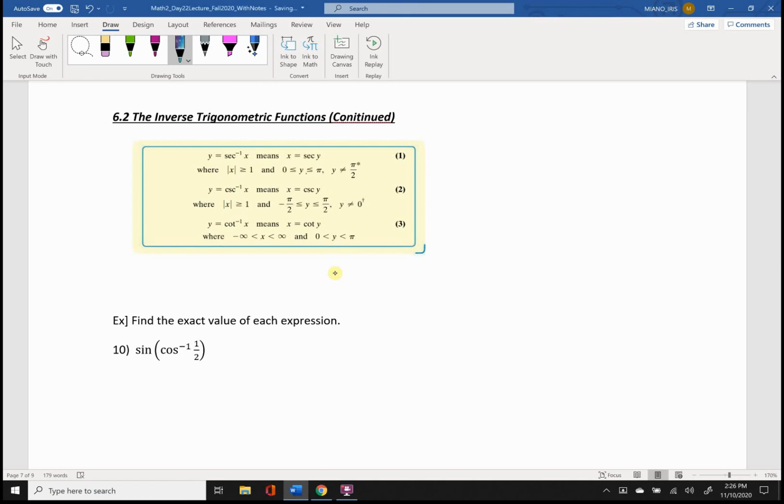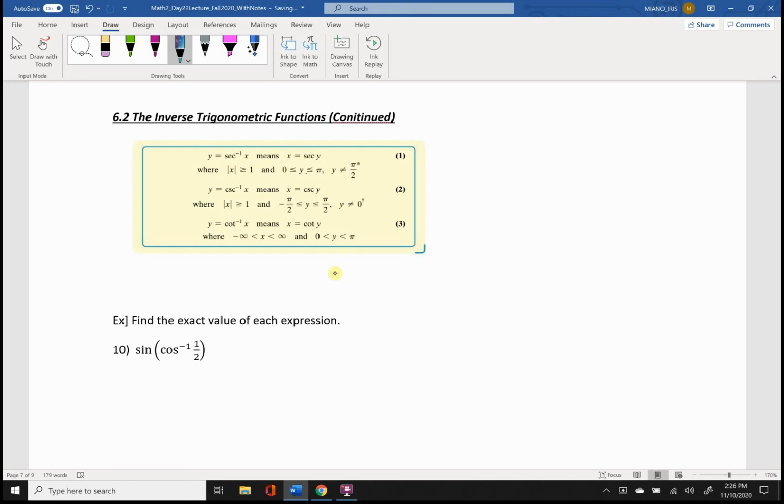Y is going to range from 0 to pi, and it can't be pi over 2. Okay, so that's for the secant inverse of x. For the cosecant inverse of x, again, we have the same restriction on x, and y is going to range from negative pi over 2 to pi over 2, and it can't equal 0.